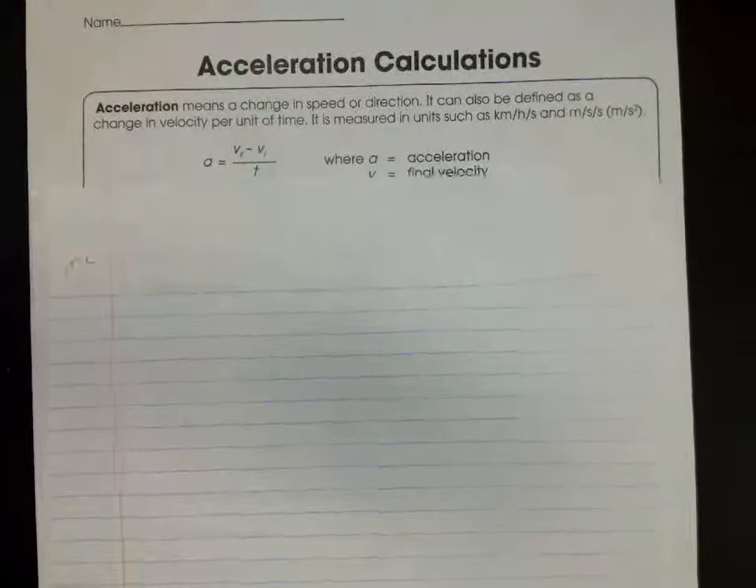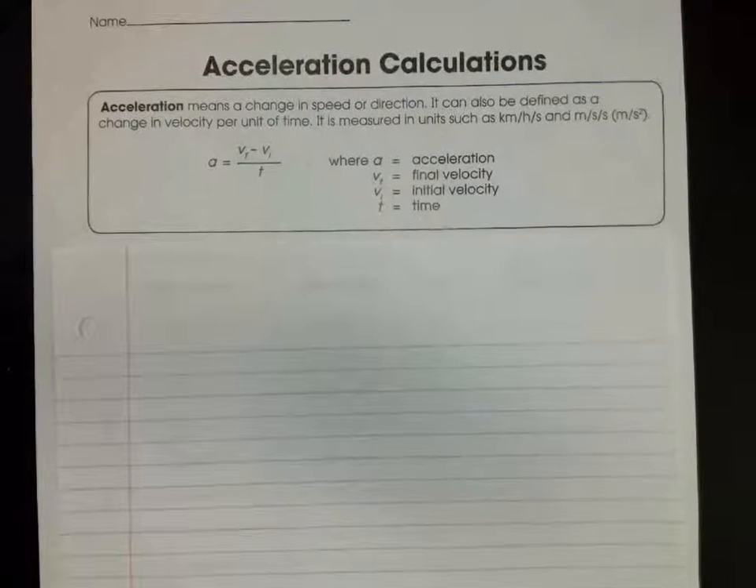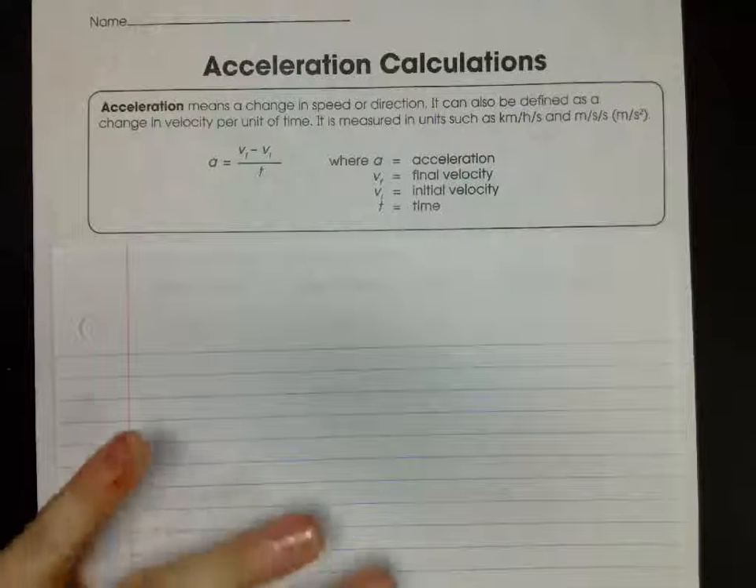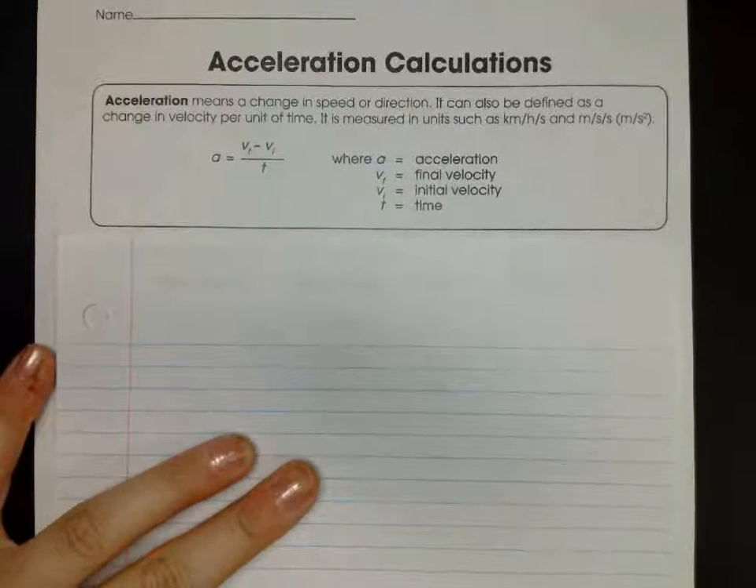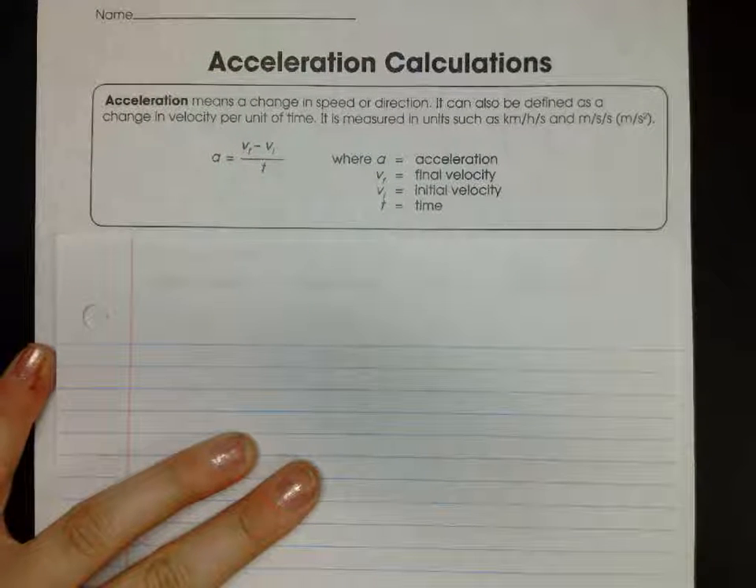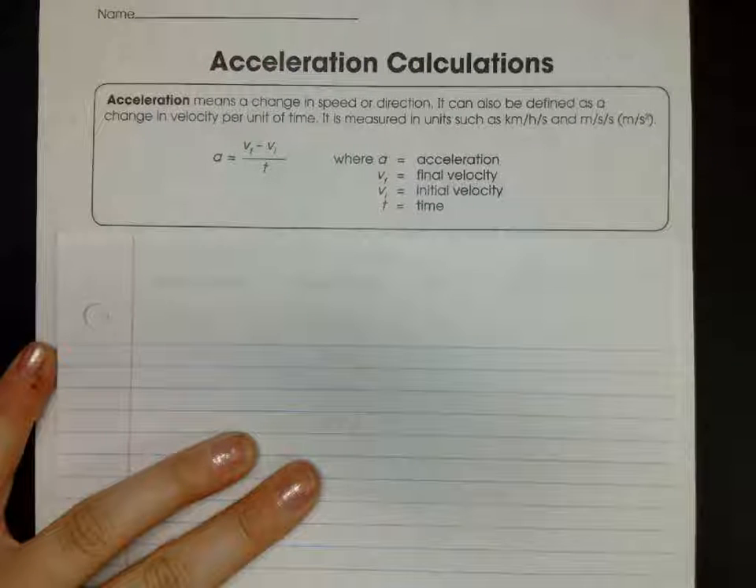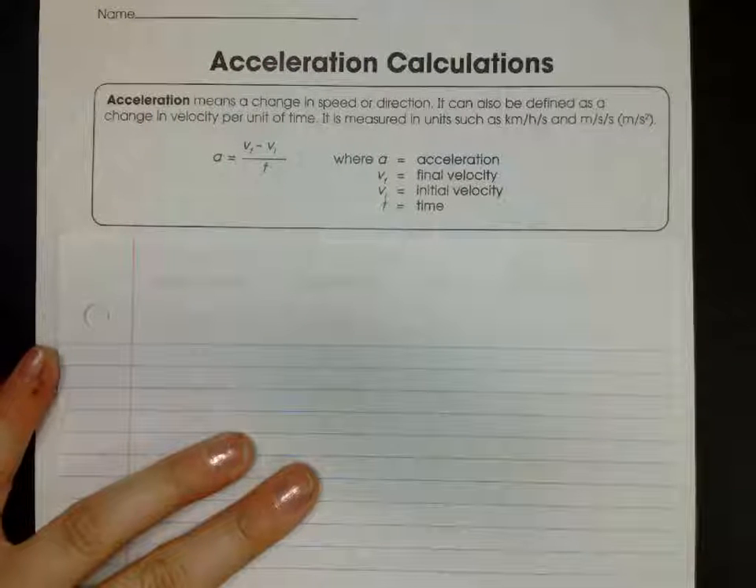All right, acceleration calculations. So acceleration is a change in speed or a change in direction. So if you turn a corner, you're accelerating because you change directions. It's also defined as a change in velocity per unit of time.